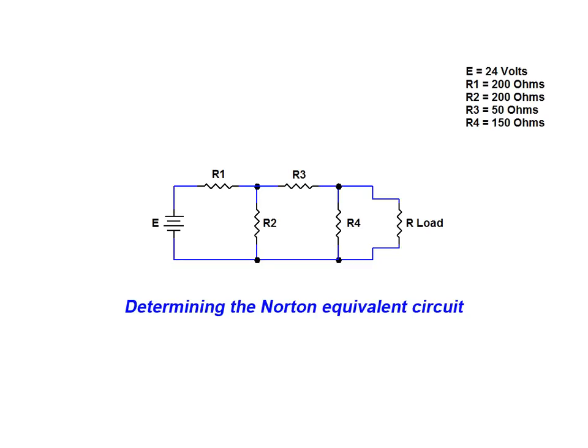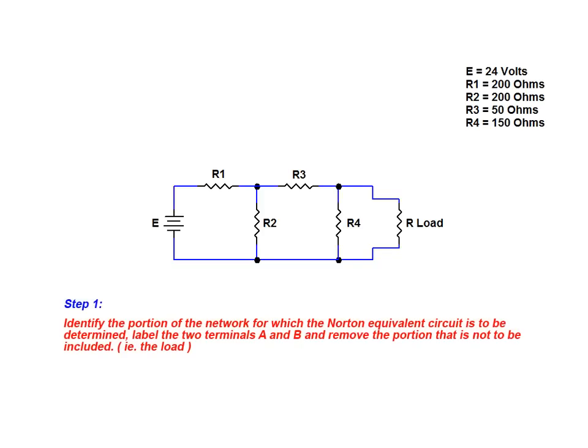This network contains a single voltage source and 4 resistors. We have assigned values to each component in the network. To determine the Norton equivalent circuit, we follow the steps illustrated previously. We begin with step 1.